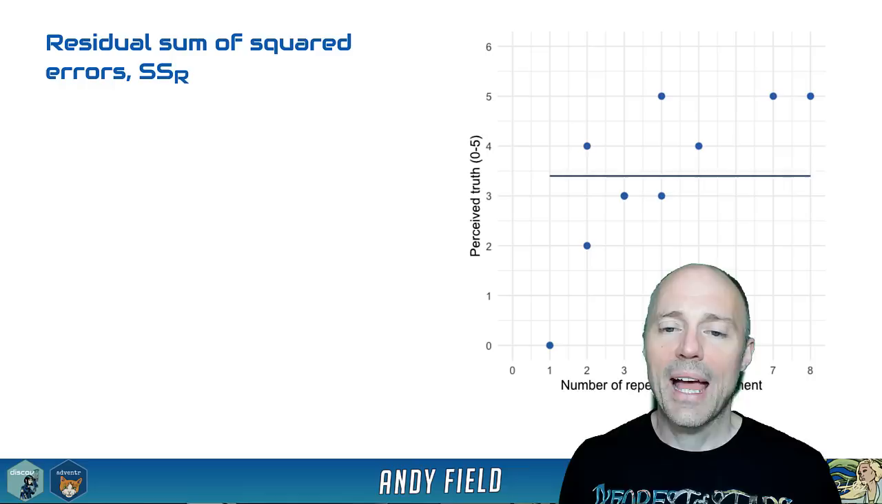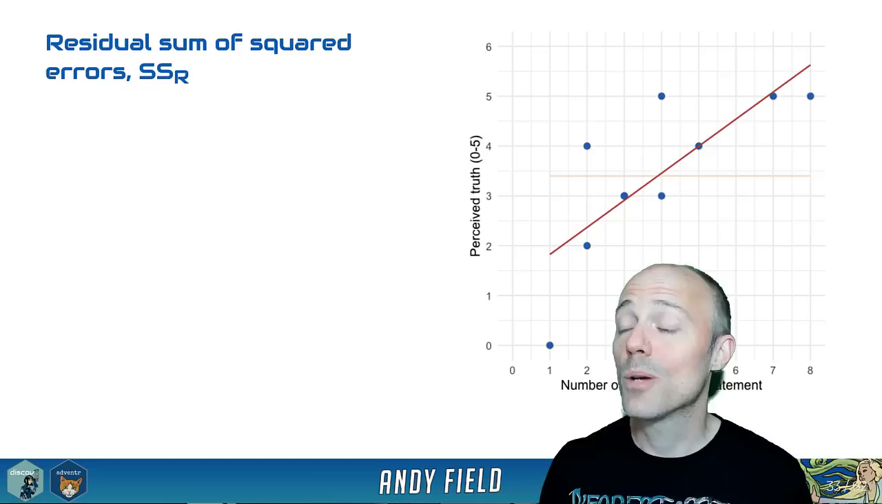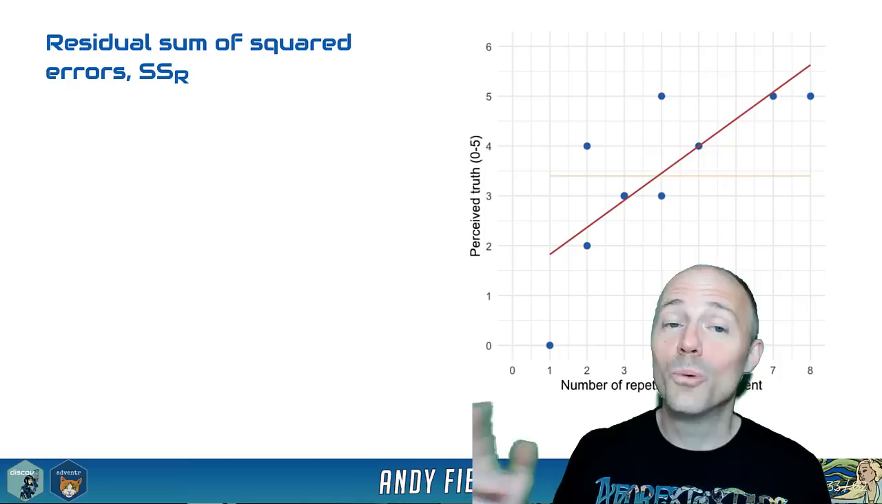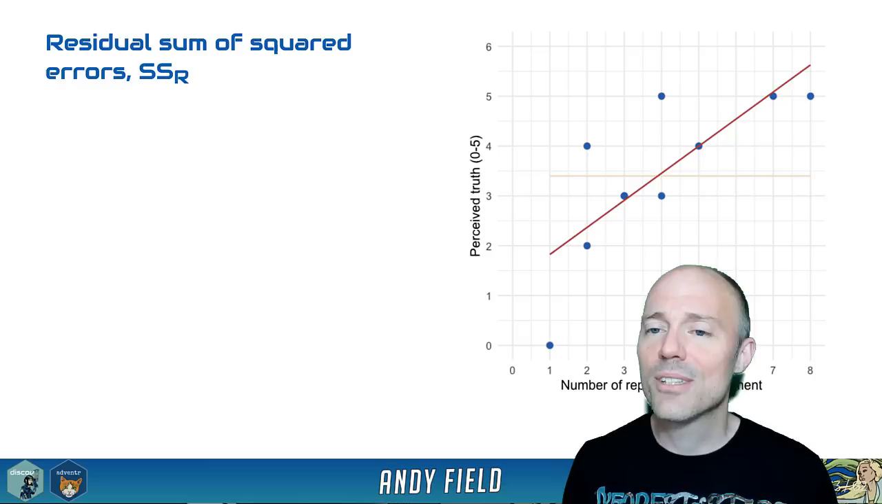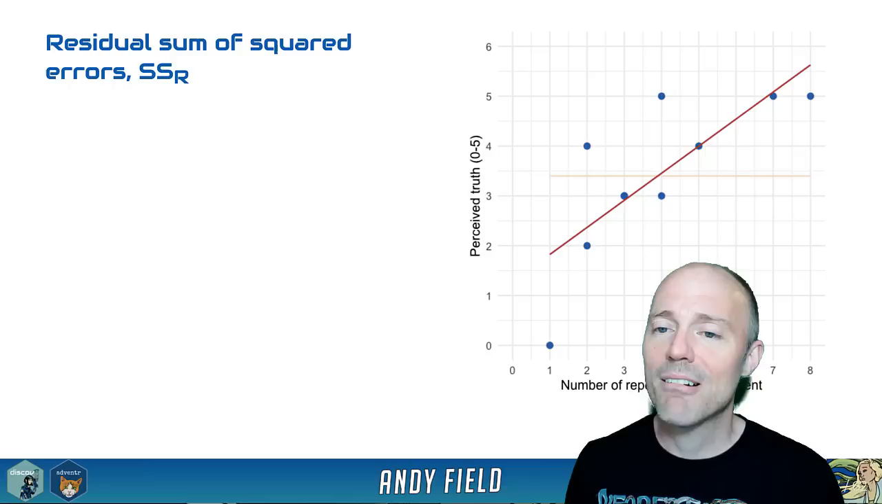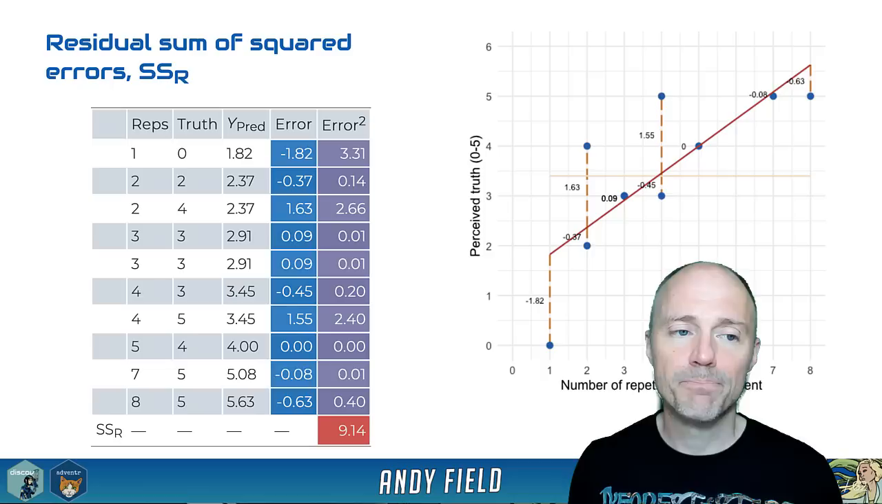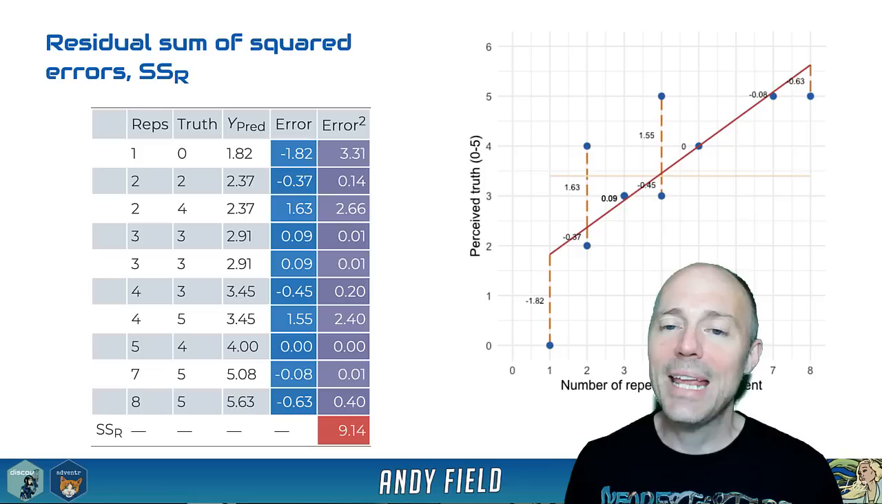We can also look at fitting our model. Rather than using the mean, we fit our actual model. We estimate the parameters to get the optimal values, the ones that have the least squared error. That gives us a model, which is the diagonal line here. We can now look at how much error there is in prediction when we use that model. We do it in exactly the same way, except now we're looking at differences between each observed value and the value predicted by the diagonal line.